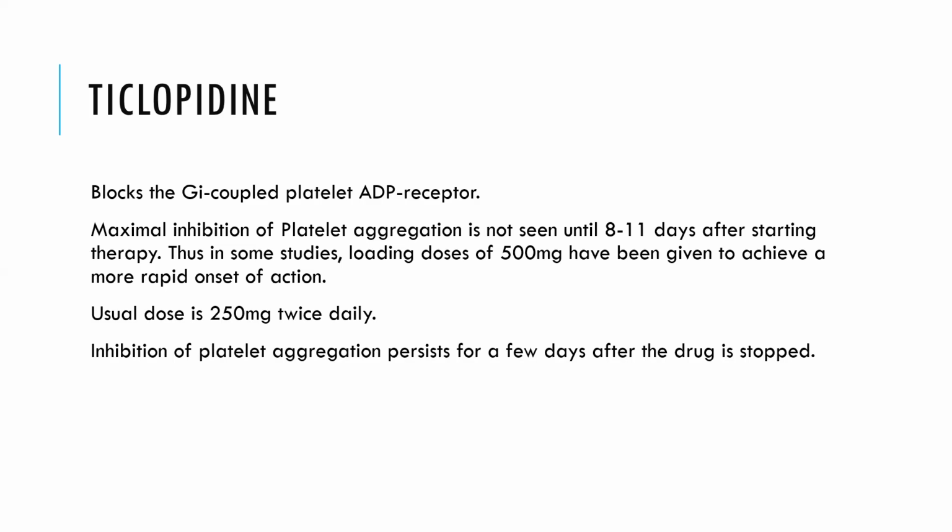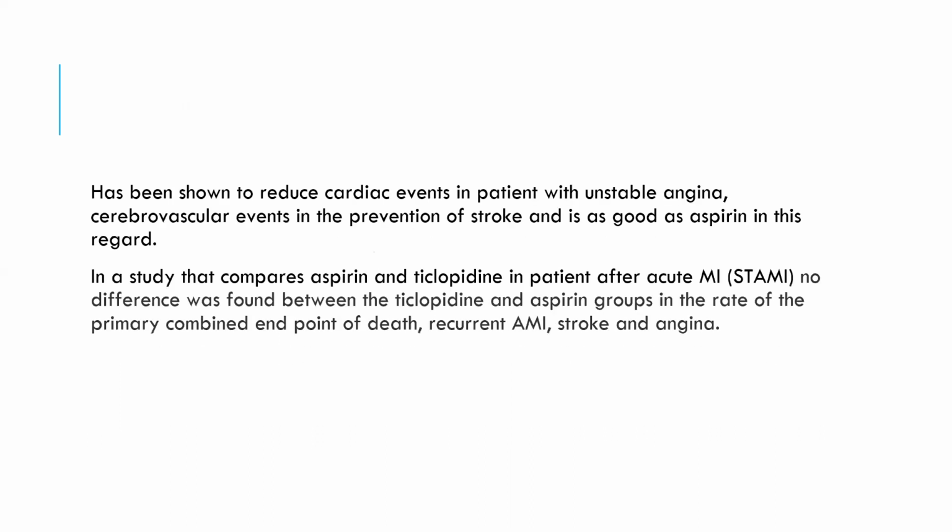Clopidogrel is the earliest one. The ADP receptor blockers are actually in different generations. The earliest one is clopidogrel, the first generation ADP receptor blocker. The usual dose is 75 milligrams daily, and its inhibition of platelets persists for a few days even after the drug is stopped. A lot of studies have been done on clopidogrel and have shown that it reduces cardiac events in patients with unstable angina, and cerebrovascular events in patients with stroke. It's as good as aspirin in that effect.